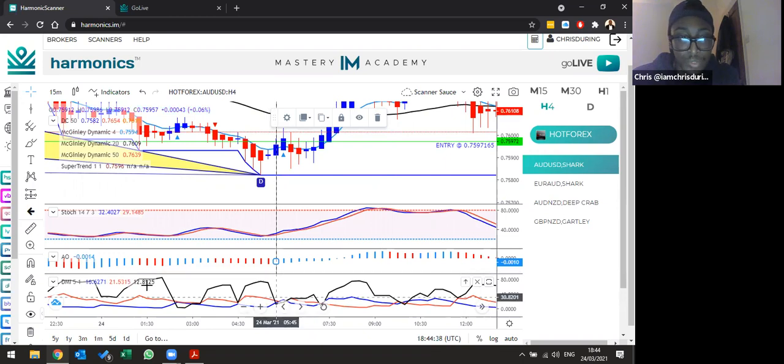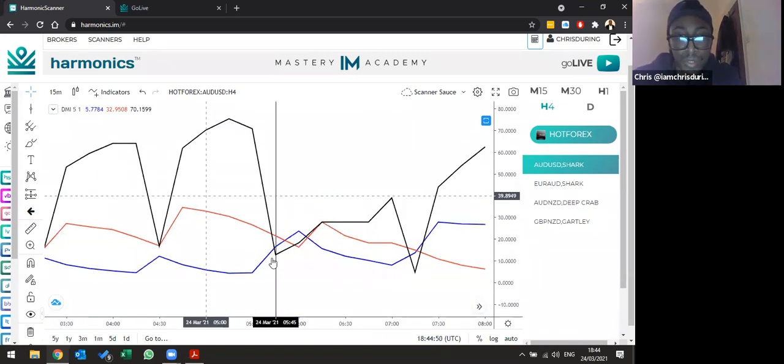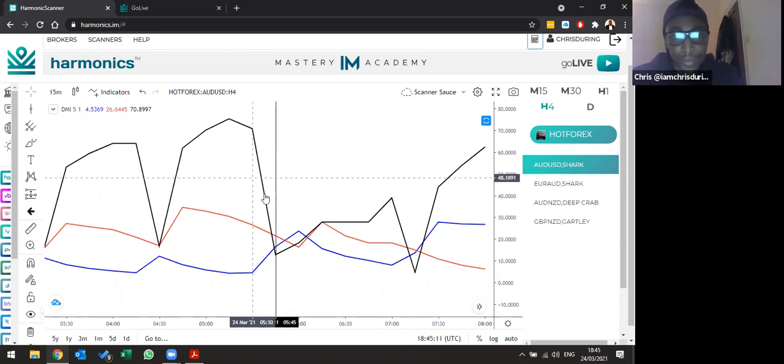Our last confirmation is on the DMI. If I draw my line, there are two things we're looking for on the DMI. The first thing is, when we're looking for a buy, the blue line needs to be above the red. At this point where I drew this black line, the red is still above the blue, so technically the buyers aren't in control yet. But not only that, we want this black line here, which shows momentum, to be above the 40 mark.